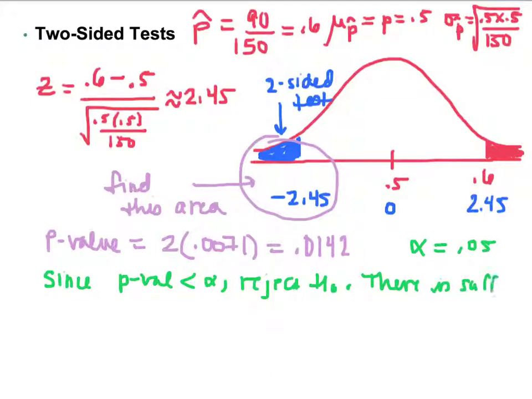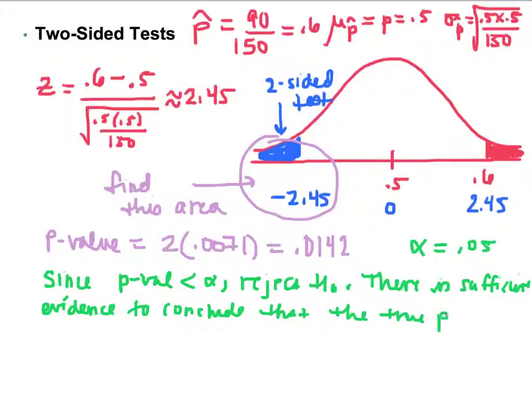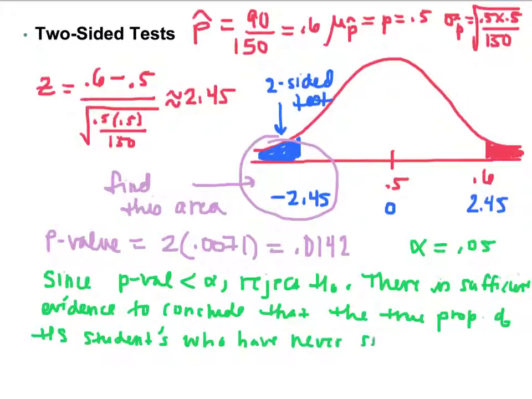There is sufficient evidence to conclude that the true proportion of high school students who have never smoked a cigarette is different than 0.5. Okay, so that's how you do a two-sided test.